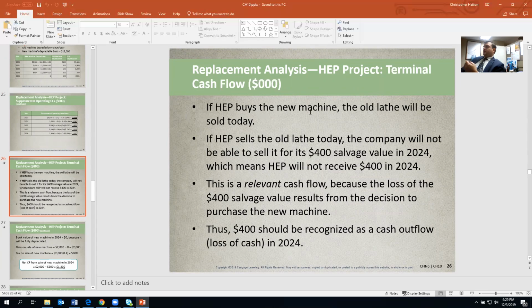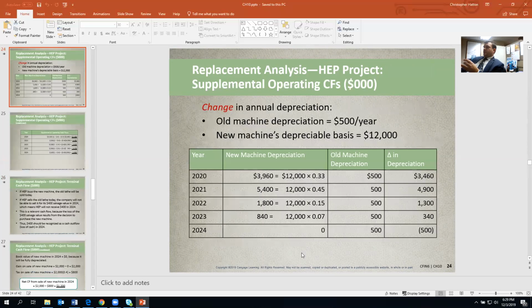So if HEP buys the new machine, the old lathe will be sold today. If HEP sells the old lathe today, the company will not be able to sell it for its $400 salvage value in 2024, which means HEP will not receive $400 in 2024. Okay, so that's part of this. All right, so the old machine will not, because it's not fully depreciated.